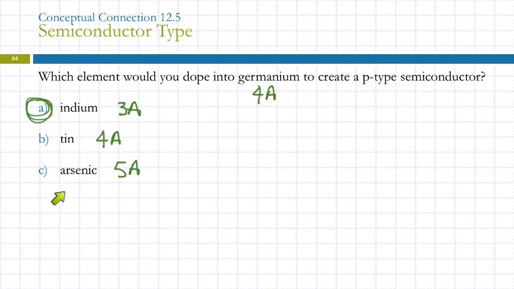What would we get if we put arsenic in the germanium? We get an n-type. Because the extra electrons from the arsenic can't fit in the valence band. They have to go into the conduction band, and so that would increase the conductivity. Any questions? So this is touching on electronics, right?